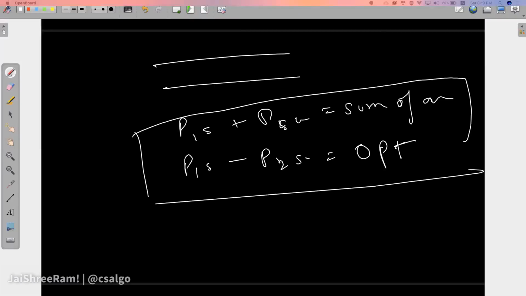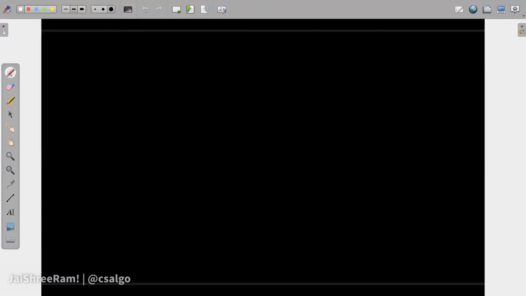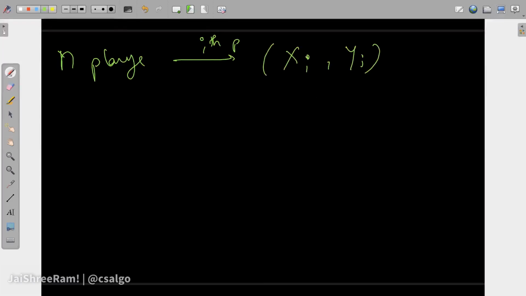Okay, so now let's talk about another problem. You are given n players, and each player, let's say the ith player, has two attributes, x of i and y of i. Okay, there are two attributes given to each of them. Make sense?